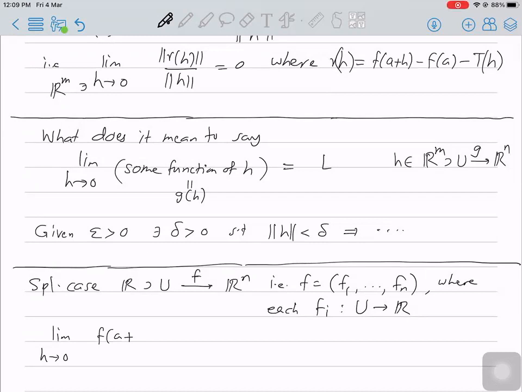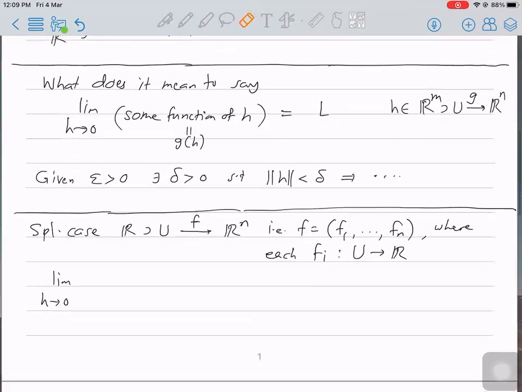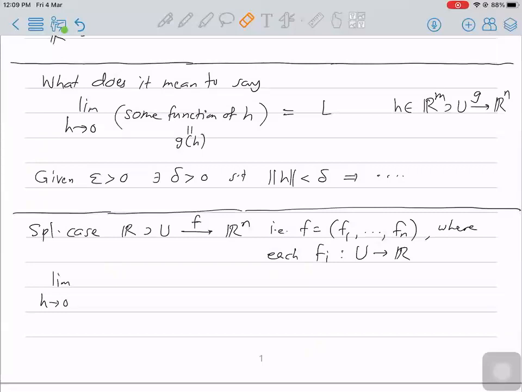h is really just coming from real numbers, right? So let's write down what a is. Let's say that this is the transpose, because you see, I want to write elements of Rn as column vectors. So this is really F1 of A plus H up to Fn of A plus H. That's what F is. Minus F1 of A up to Fn of A.